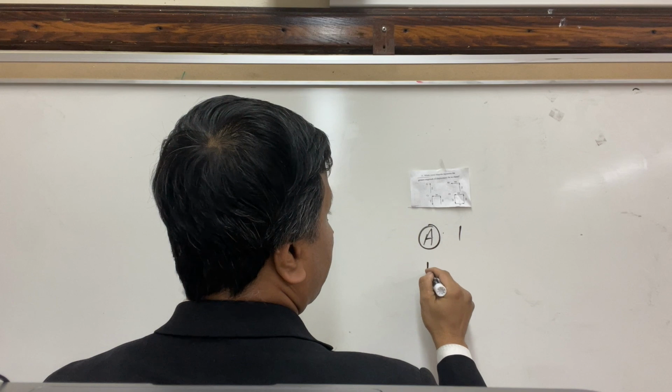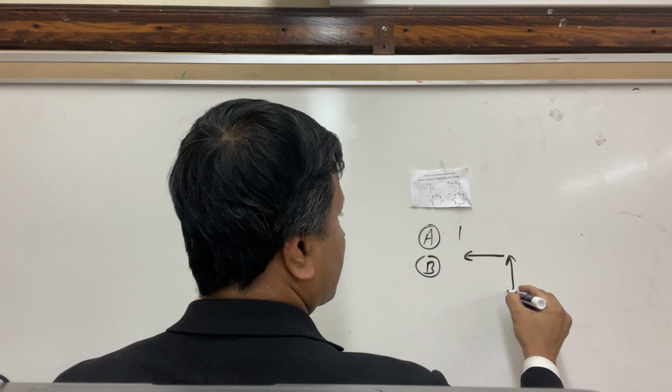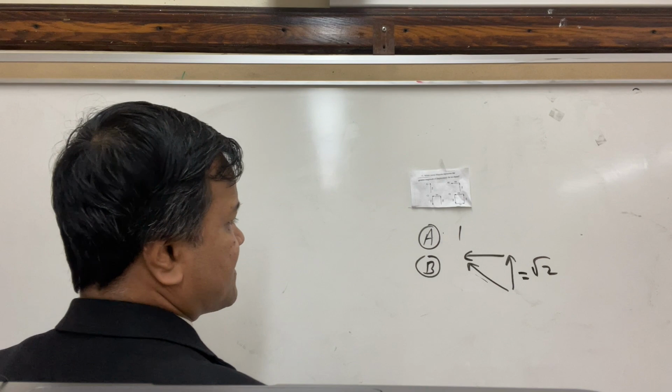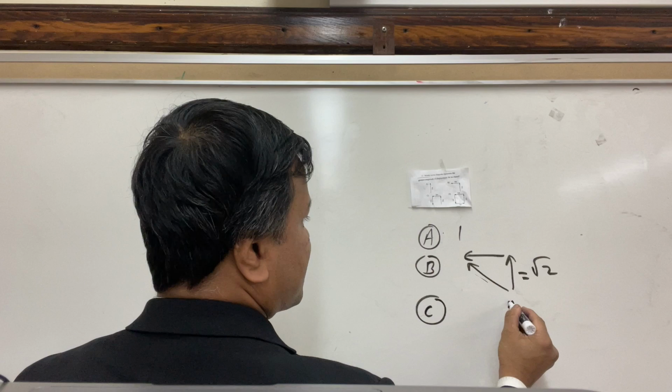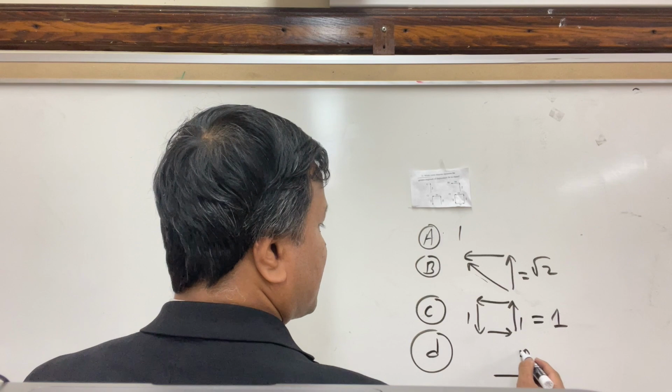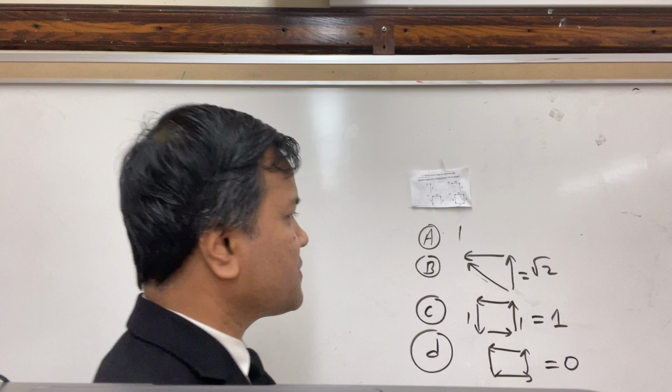B, let's say displacement. You have 1 and you have 1. So this is the displacement. So this is more than 1. It's the square root of 2. That's the displacement. And the square root of 2 is more than 1, of course. C, say you have 1 because this is 1, this is 1, this is 1. So you are 1 meter away from the origin. So D: this is 1, this is 1, this is 1, and this is 1. So, of course, this is 0. So the answer to the question is the square root of 2, which is, of course, more than 1.